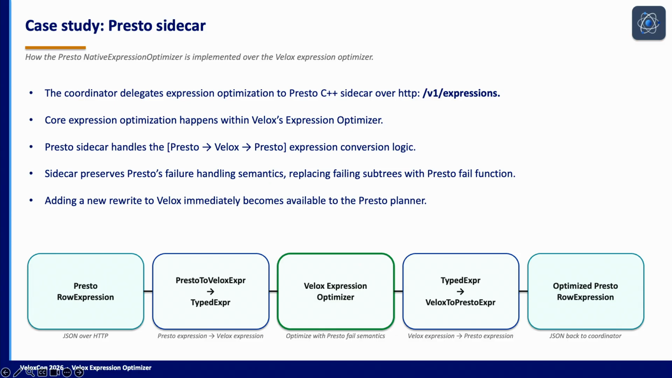Presto C++ sidecar just takes care of the expression conversion logic. First from your input Presto expression to a Velox expression, and then your optimized Velox expression back to a Presto expression. And in order to enable this Presto to Velox expression round trip, we added in a Velox to Presto expression converter. And the sidecar is able to preserve Presto's failure handling semantics by injecting the Presto fail function into the Velox expression optimizer. And any new rewrite that you add into Velox becomes available immediately to the Presto planner.